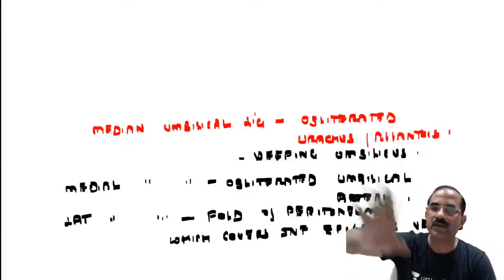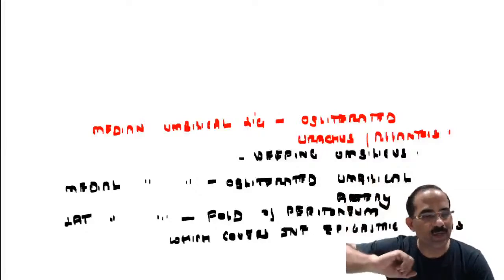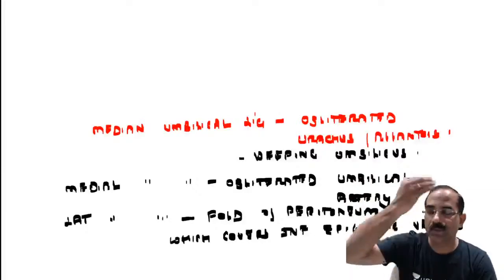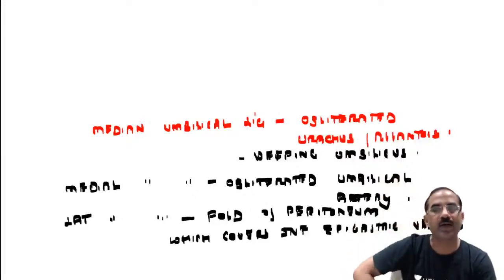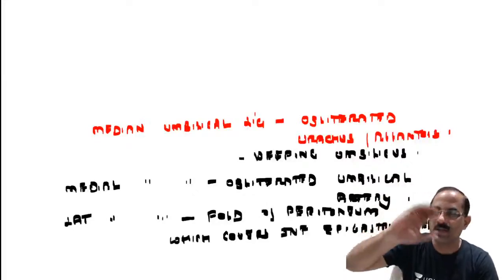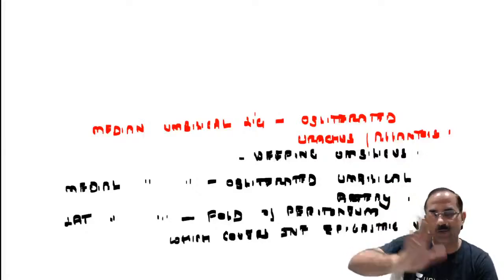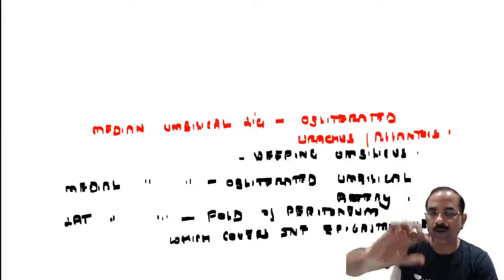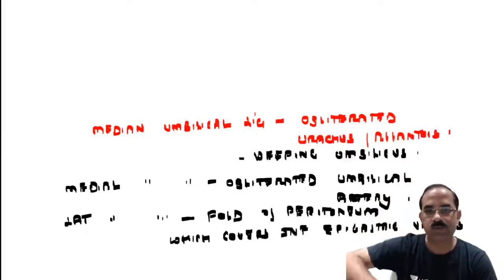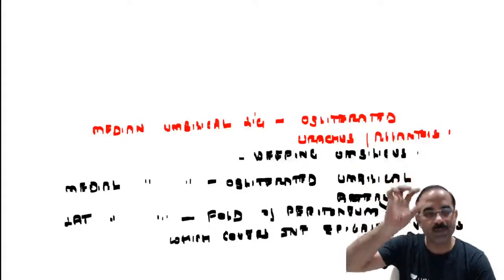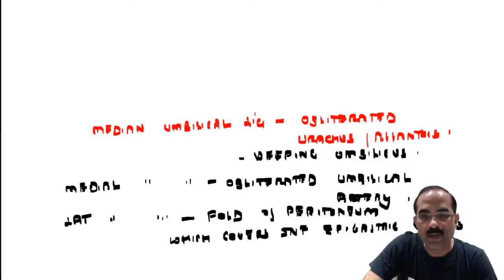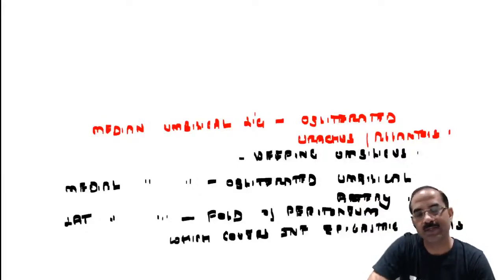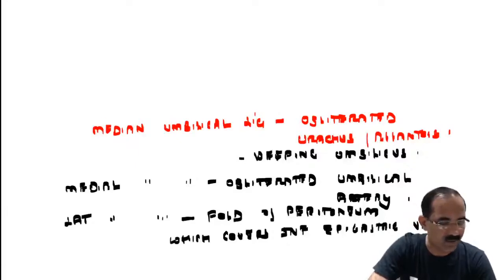Normally this entire duct obliterates. If the entire duct persists, it is known as a fecal fistula. But most of the time the distal part of the duct goes off and the proximal part persists. The persistent proximal part of the vitellointestinal duct is known as Meckel's diverticulum. Correct?